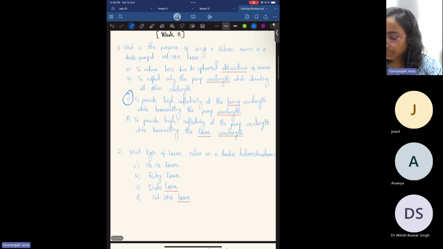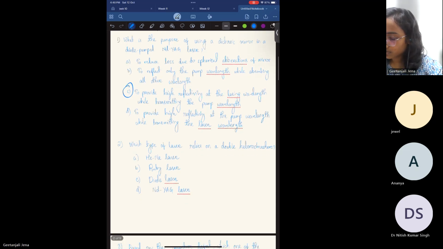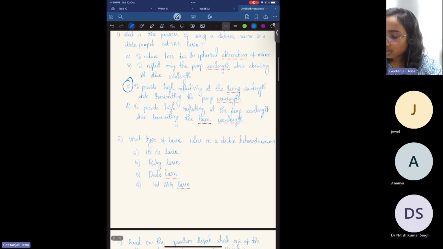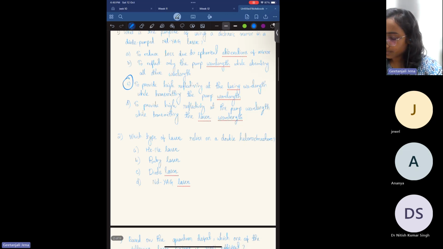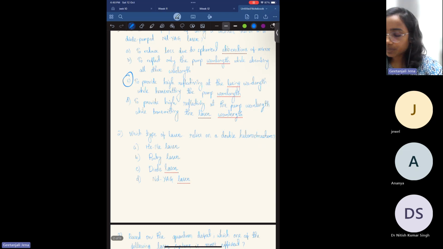So let us move to our next question. The second question is, which type of laser relies on double heterostructure? Option A, helium neon laser. Option B, ruby laser. Option C, diode laser. Option D, NdArc laser. So the answer will be option C, diode laser.